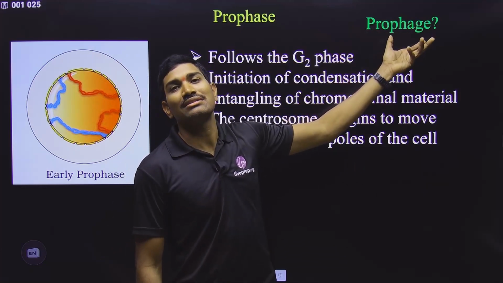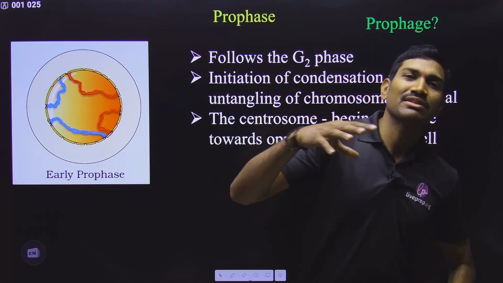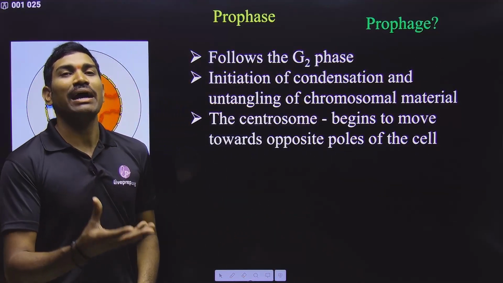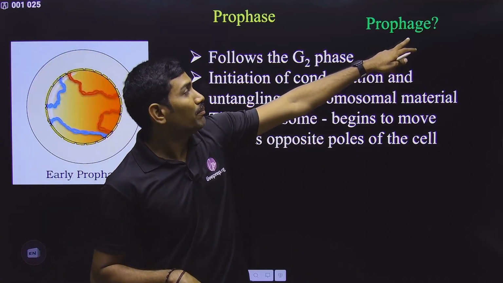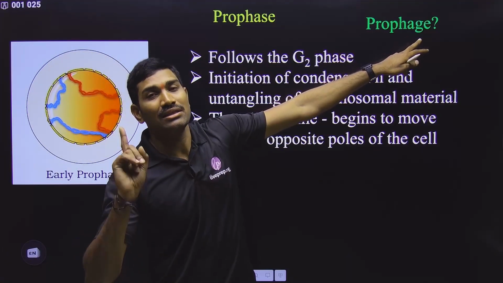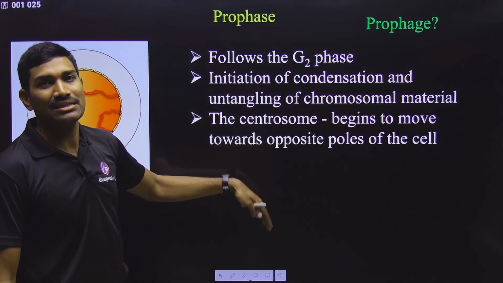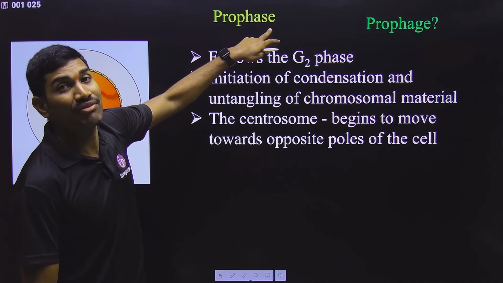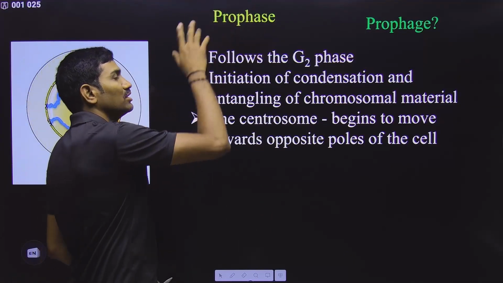So prophages: this is the viral DNA that is present within the bacterium. Viral DNA that is associated with bacterial DNA is called a prophage. P-H-A-G-E, prophage. That spelling and meaning is completely different. And here, under the cell cycle, we are using the spelling P-H-A-S-E, phase. It is not P-H-A-G-E. Please understand this. So it is the prophase.